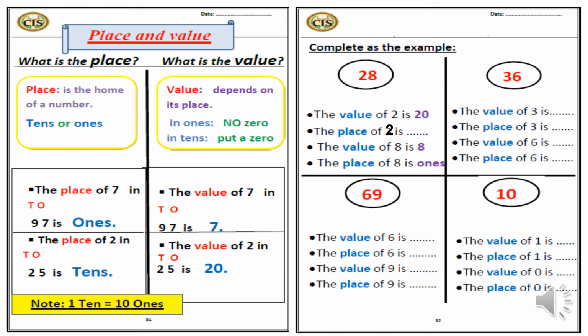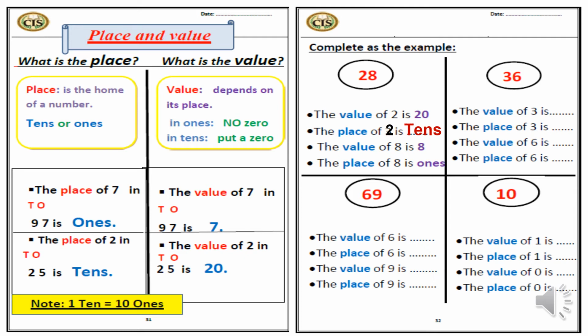Page 32, complete as example. We have here number 28. The value of 2 is 2 in tens, so its value is 20. Next, the place of 2 is, we say, in tens. The value of 8 is 8 in ones, so its value will be 8. The place of 8 is ones.